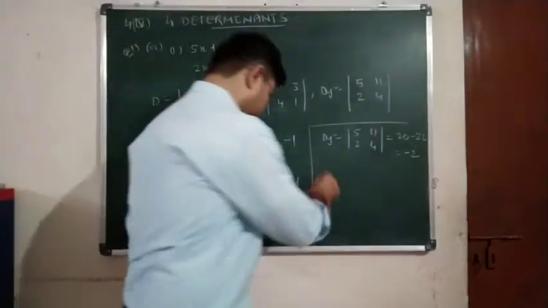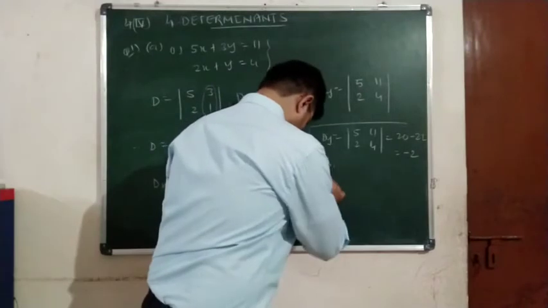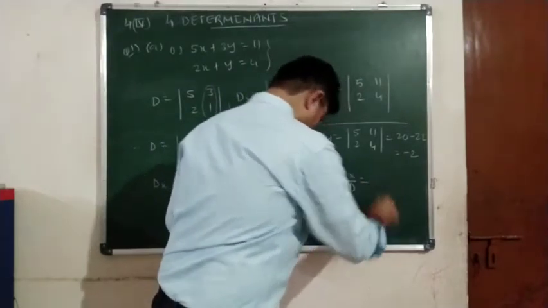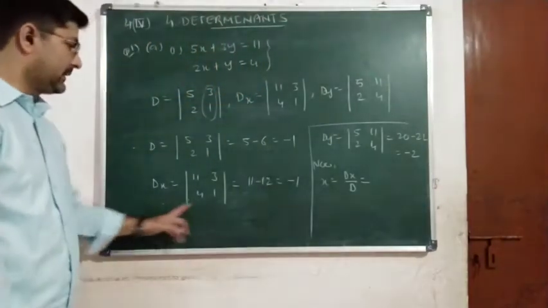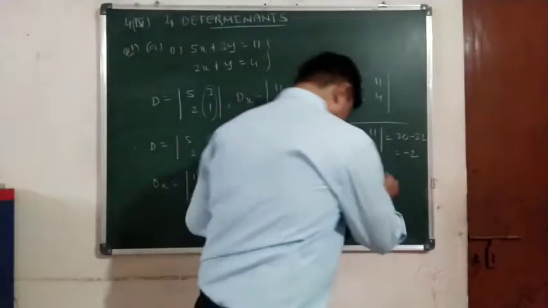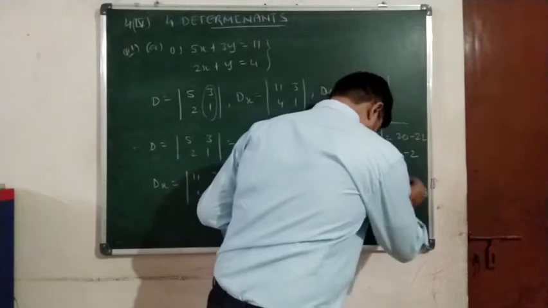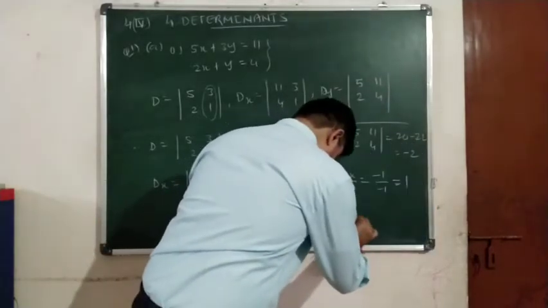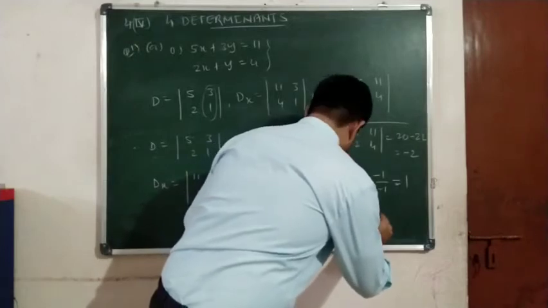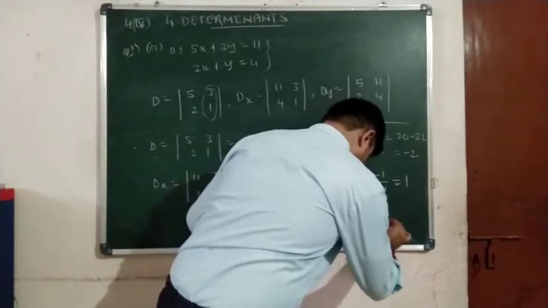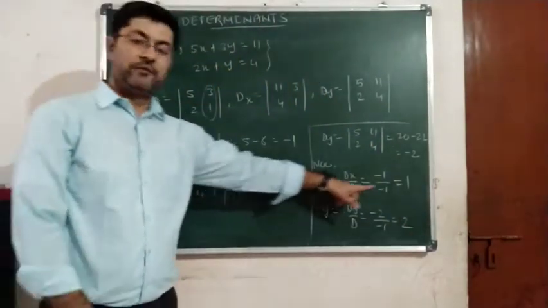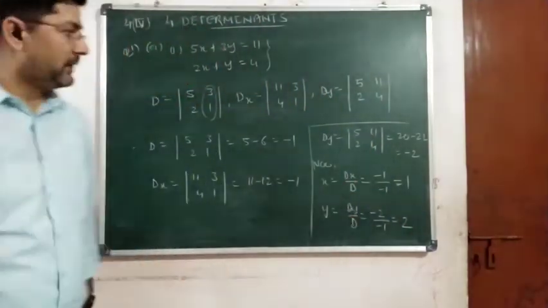Now let us put the formula. Now x is equal to dx upon d. This is Cramer's rule. Dx is minus 1 and d is minus 1. So minus 1 upon minus 1 is equal to 1. Similarly y is equal to dy upon d. Dy is minus 2 upon minus 1, which is equal to 2. So we got the value of x to be 1 and the value of y to be 2.